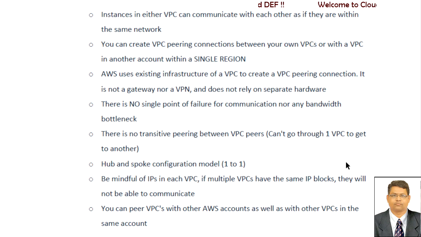There is no transitive peering between VPC peers; you can't go through one VPC to get to another. Hub and spoke configuration model, 1-to-1. Be mindful of IPs in each VPC. If multiple VPCs have the same IP blocks, they will not be able to communicate. You can peer VPCs with other AWS accounts as well as with other VPCs in the same account.